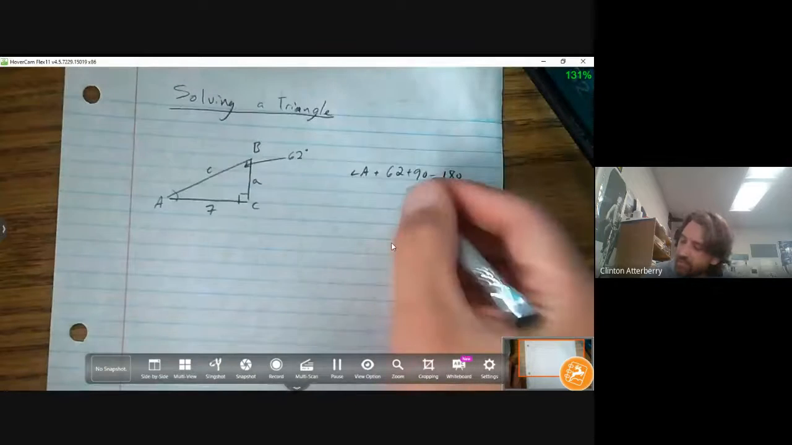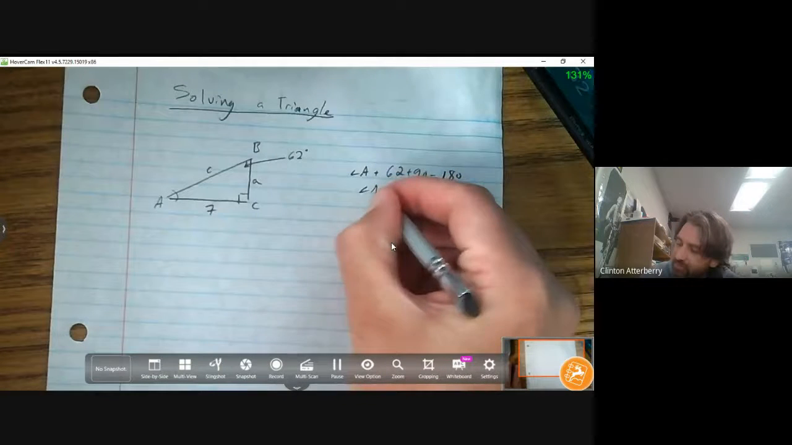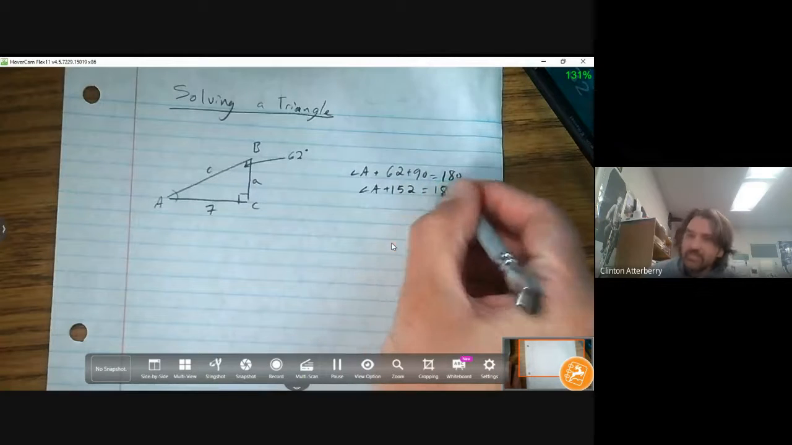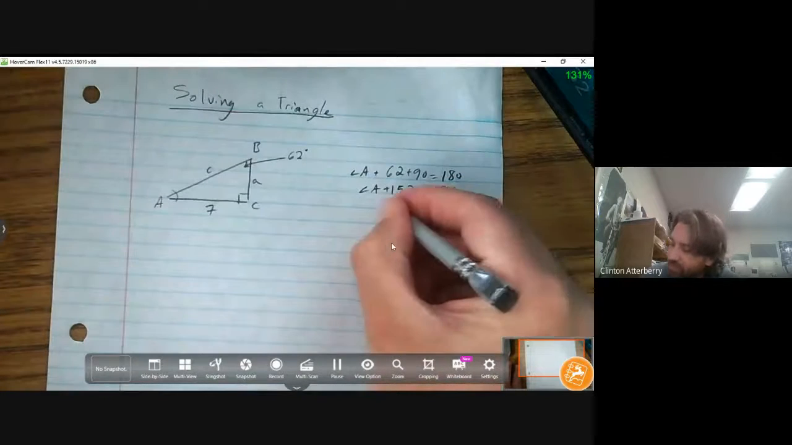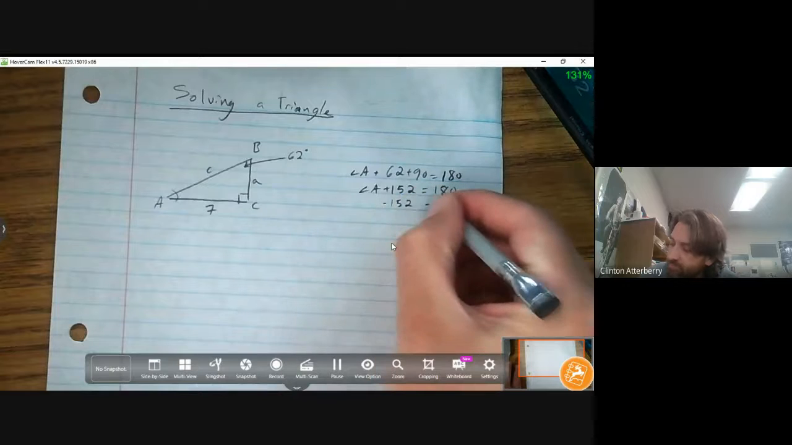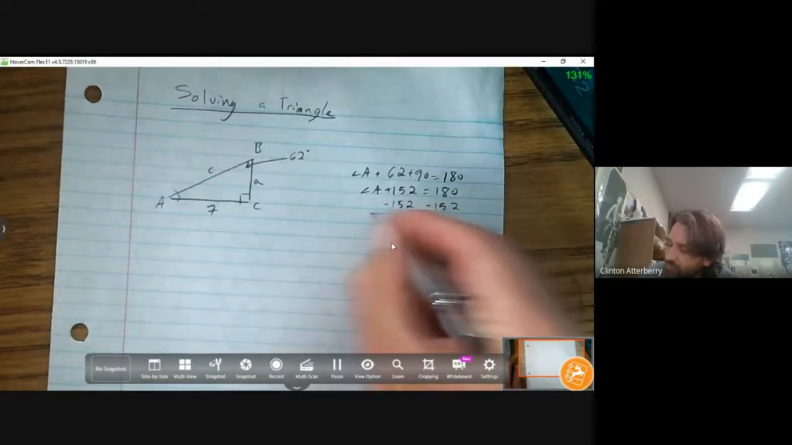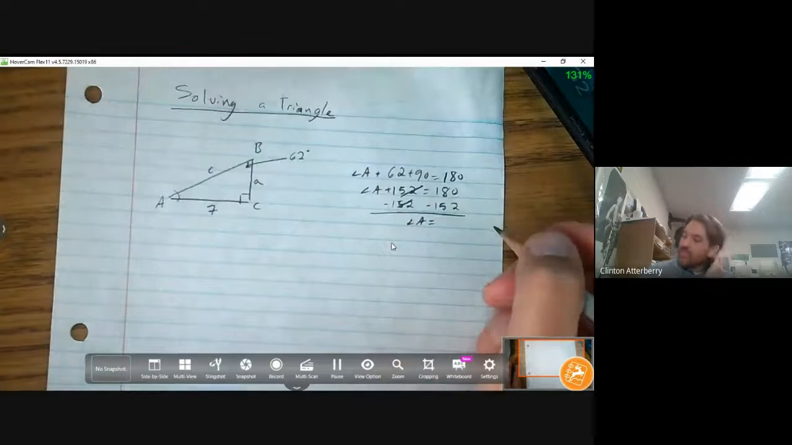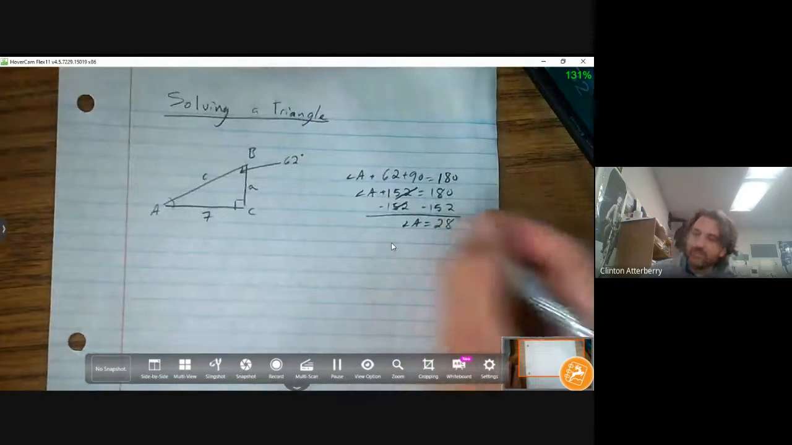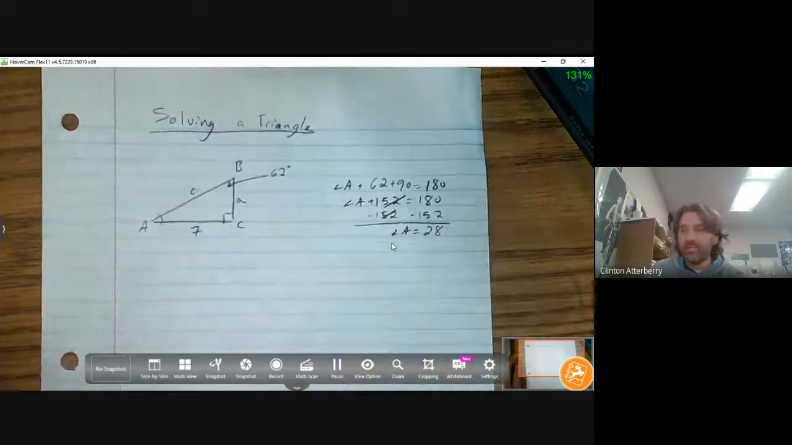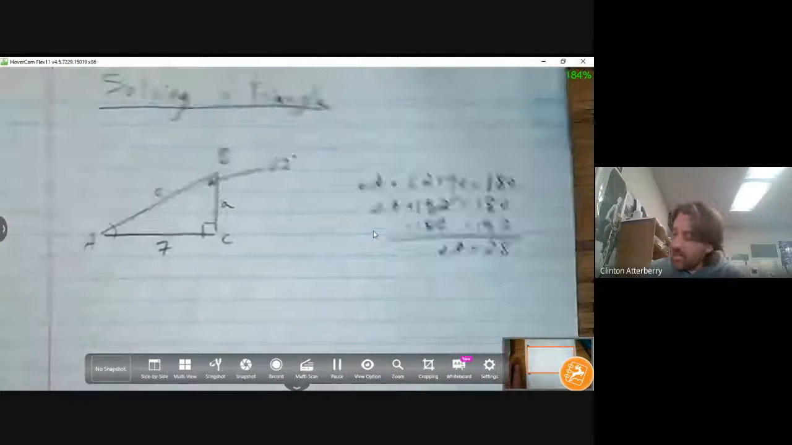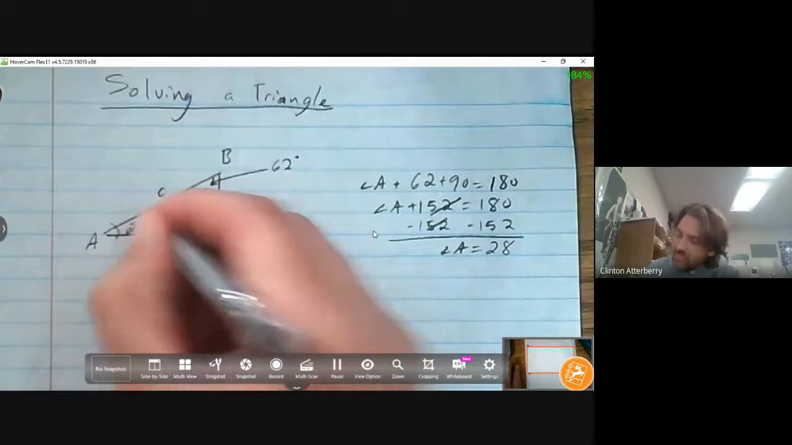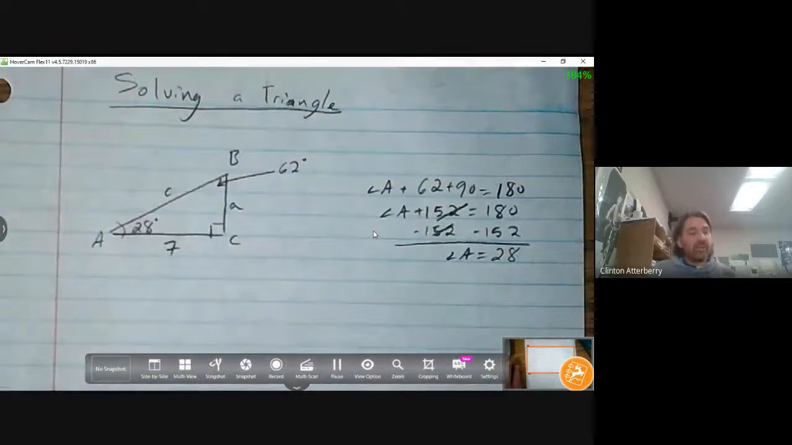Adding 62 and 90, we get 152. That still adds up to 180, so I can subtract the 152 from both sides. What I get for angle A is whatever 180 minus 152 is, which is 28. Feel free to use a calculator in those kinds of situations. All right, so 28 degrees, that would go inside here. Cool, we have all three angles. Now we've got to find all three sides.